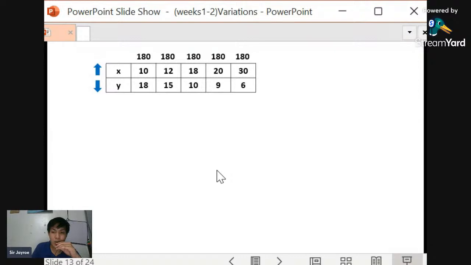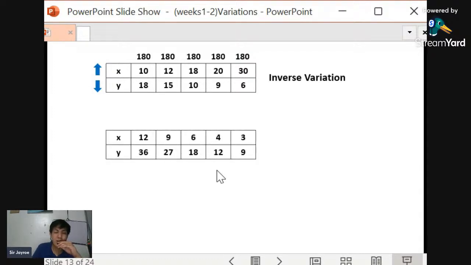Okay, good. Oh, good job daw, Daniel, sabi ni Sir Joshua. So we can conclude that this one is inverse variation. So good job. Next, how about this one?